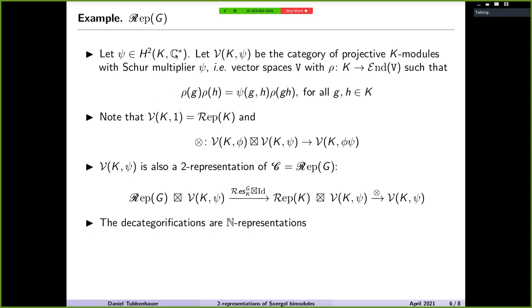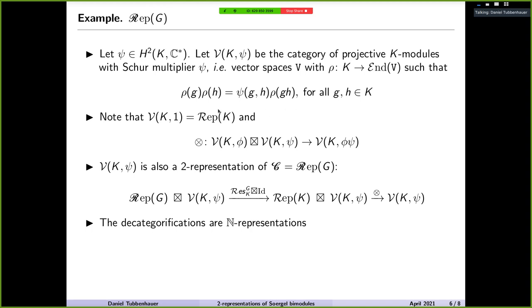So this will be a scalar that I would like to throw in here. And you have a category of projective K-modules. What does this mean? Well, instead of acting on a vector space, you act on a projective space. That's a projective K-module.